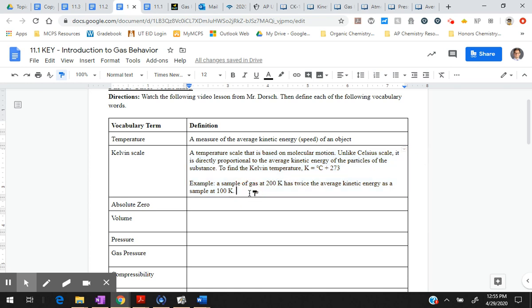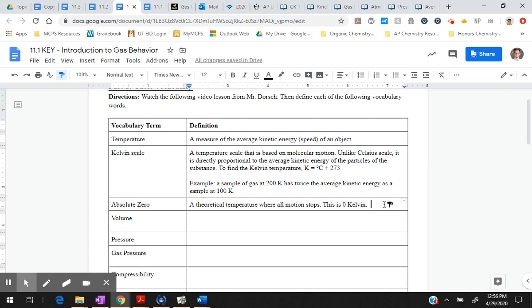When I mean it's directly proportional, if you have a sample, for example, at 200 Kelvin, it is twice the energy, or twice the average kinetic energy, of a sample that is at 100 Kelvin. So it is proportional. Whereas if you were to double something on a Celsius scale, it is not going to be directly proportional.